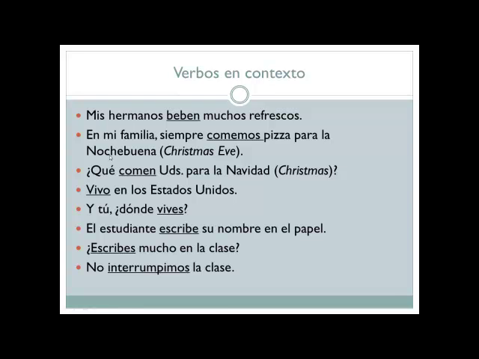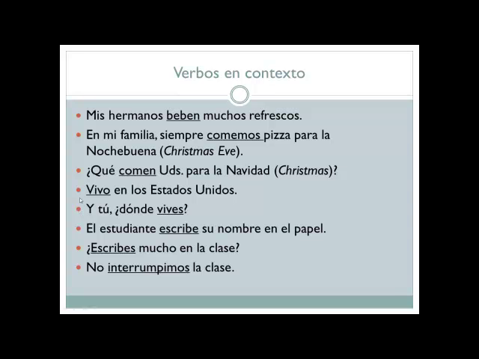beben. In the next sentence, en mi familia siempre comemos pizza para la Nochebuena. So the verb is comer, to eat, and because the subject is nosotros, we, I'm talking about my family and saying what we do, so I'll use the nosotros form, comemos. The next sentence, ¿qué comen ustedes para la Navidad? Because I'm asking all of you, more than one person. The subject is ustedes, so I conjugate the verb for ustedes, comen.